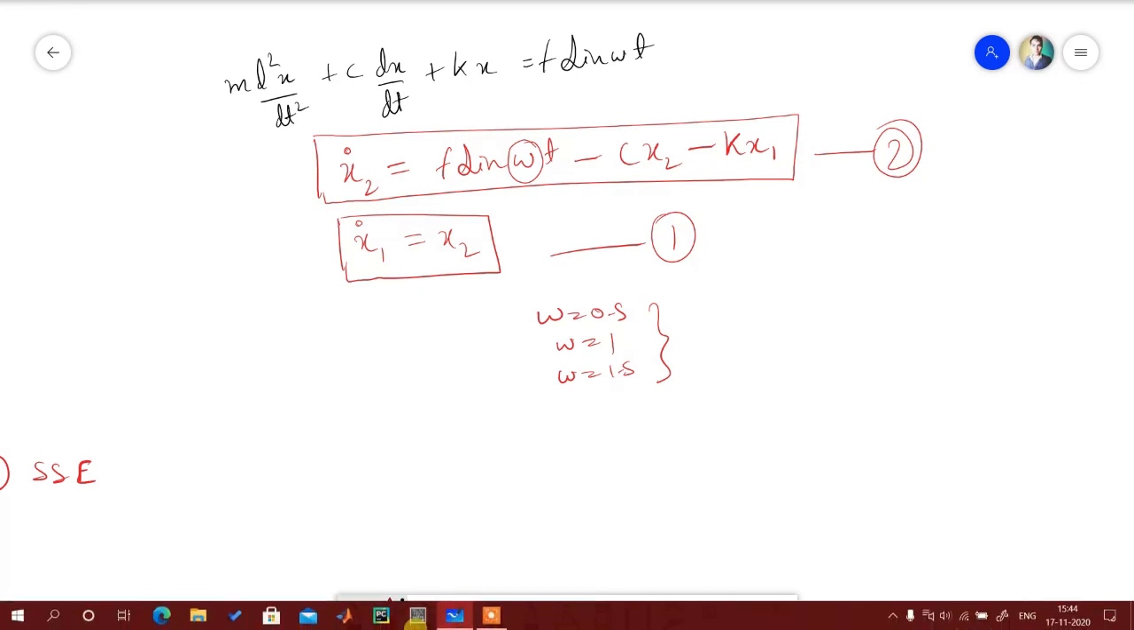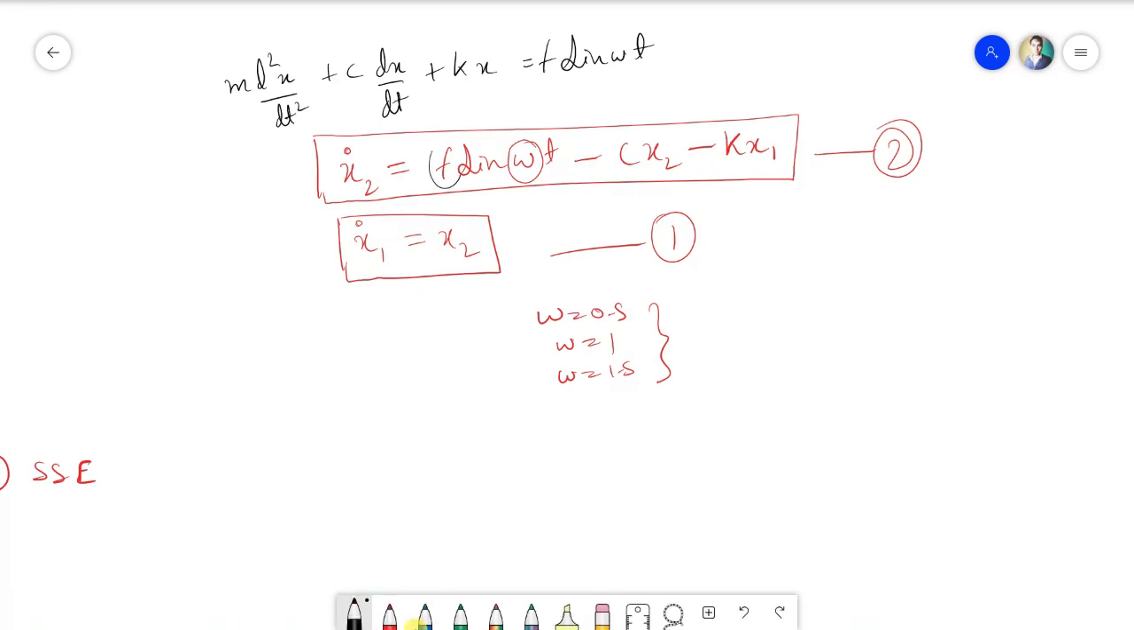And f is equal to 1, c is equal to 0.2, and k is also 1. After putting these values we will get the solution for the differential equation. I hope it is clear how to get the state space equation for any differential equation now.